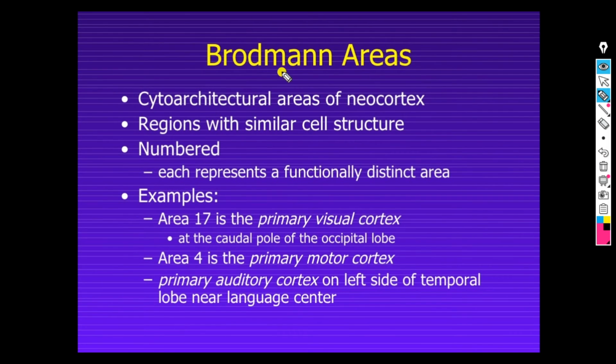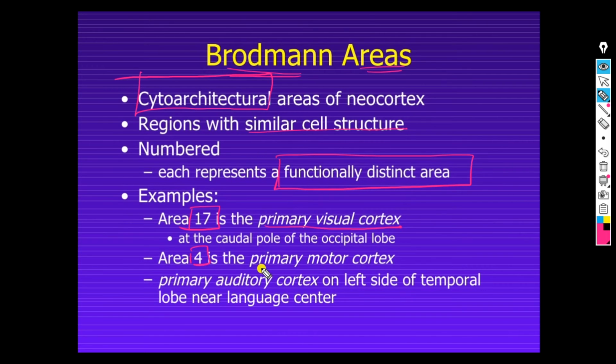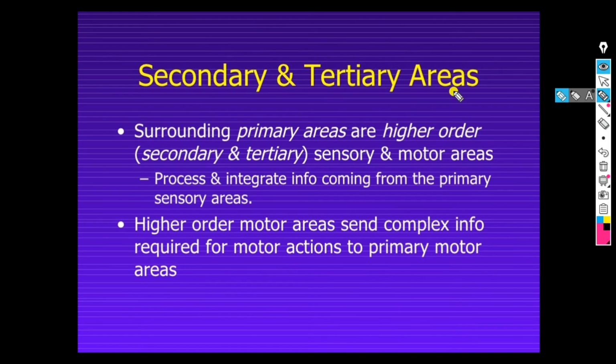The Brodmann areas are cytoarchitectural areas of the neocortex, regions with similar cell structure, numbered, each presenting a functionally distinct area. Examples: area 17 is the primary visual cortex and area 4 is the primary motor cortex. Area 17 we can see in the caudal pole of the occipital lobe. The primary auditory cortex is on the left side of the temporal lobe near the language center.